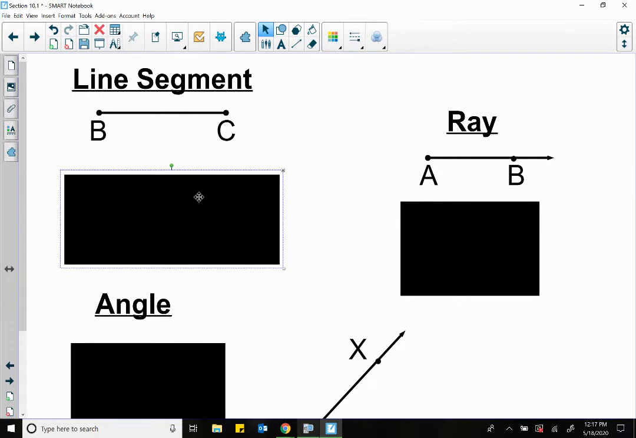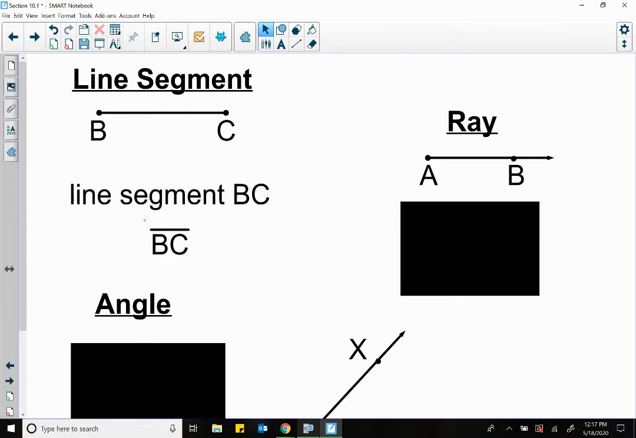So, naming a line segment, just because I like to always keep you up on that. And again, this should not be anything new to most of you. So you can call it line segment BC, or you can call it line segment BC and use the symbol of a line segment above it with the B and the C. Again, order doesn't matter on this, so I could have a C then a B right there as well.